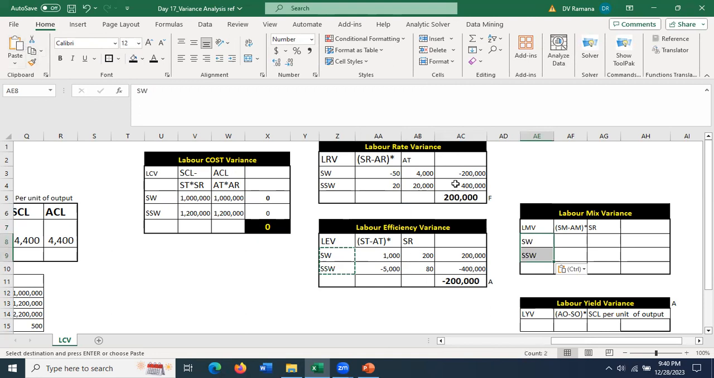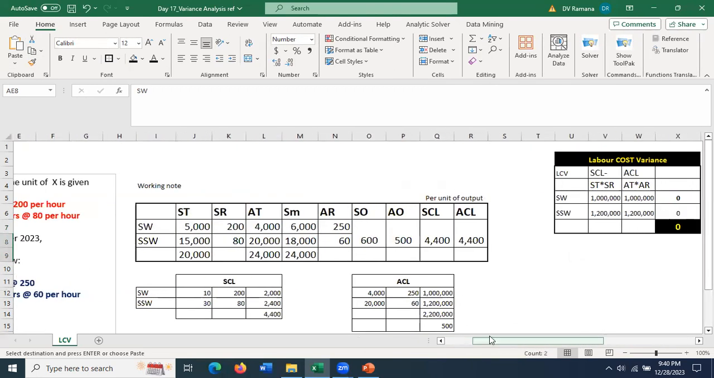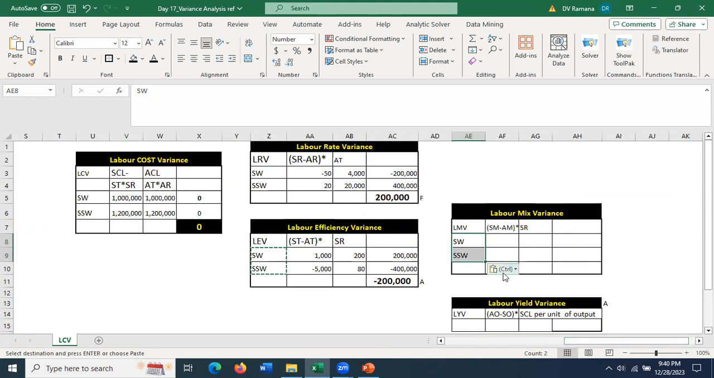The mix variance shows the change in the labor cost due to the change in the composition. We already know that the composition has changed. Actually, we were supposed to have used 6,000 and 18,000, but we have used 4,000 and 20,000. So, expected ratio of the actual input. Mix variance is a part of the labor cost variance, which arises due to the change in the mix.